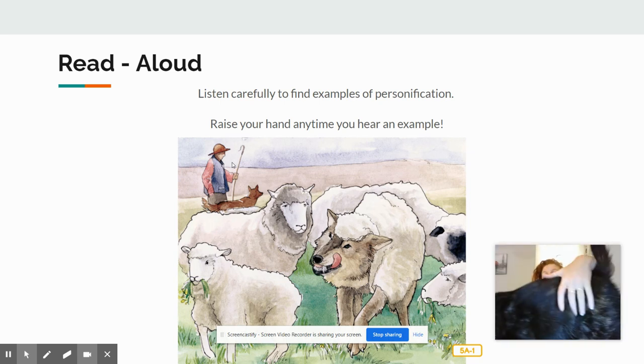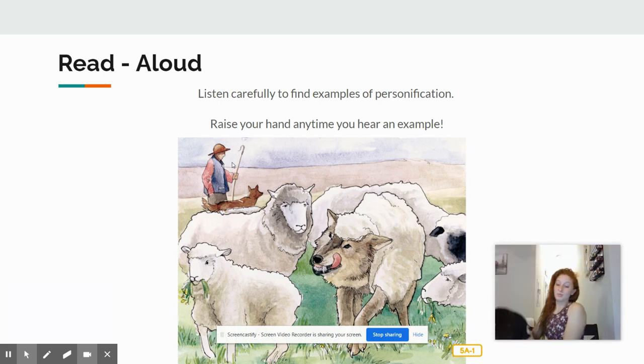I think it was the wolf. Let's find out. Because think about it. If that wolf was eating lots of sheep that whole time, he's probably getting pretty plump, right? Remember we talked about the word plump or plumpest. So that wolf was probably the plumpest sheep that was in the flock, right? Let's see. It was the wolf.